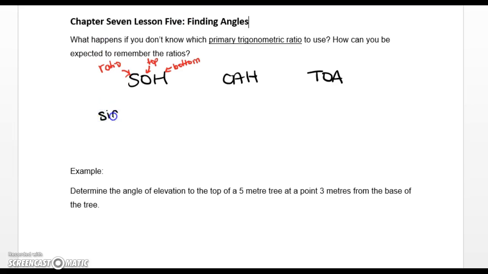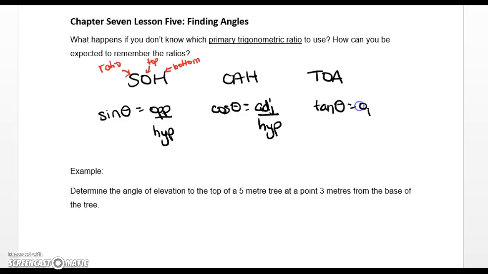So here this would be sine of theta is equal to opposite over hypotenuse. Looking at CAH, same thing. First letter is your ratio, so you have cosine of theta is equal to, and the middle letter is the top of that fraction, so it's adjacent over hypotenuse. And tan of theta is equal to opposite over adjacent.